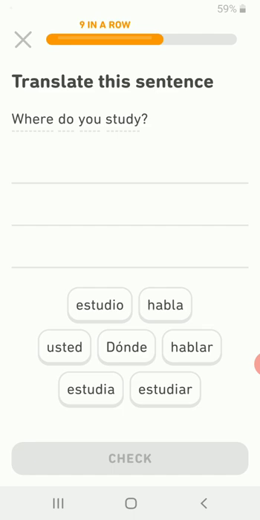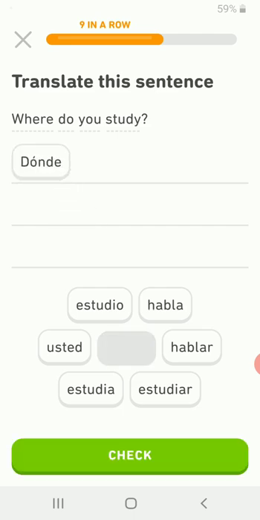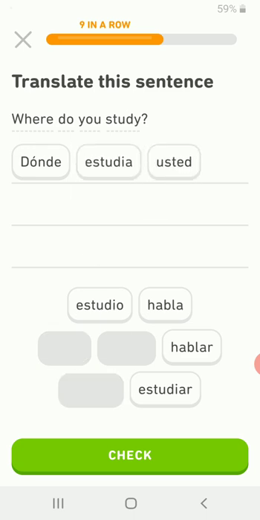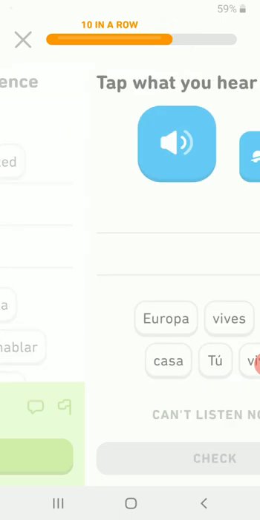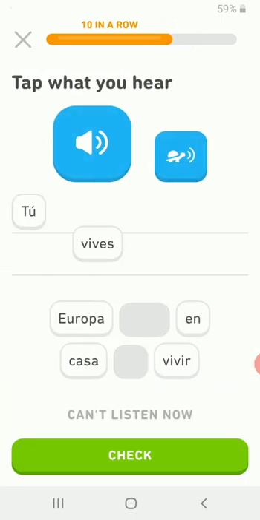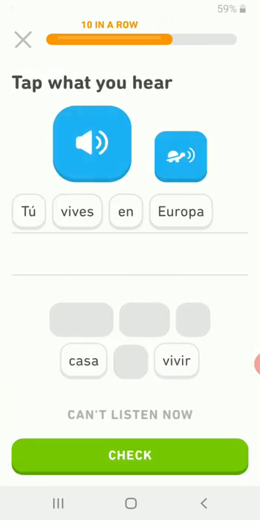Where do you study? ¿Dónde estudia usted? Usted. Because here there is no option for estudias. If it was estudias, it was going to be tú. So that's how it is. ¿Tú vives en Europa? Tú vives en Europa.